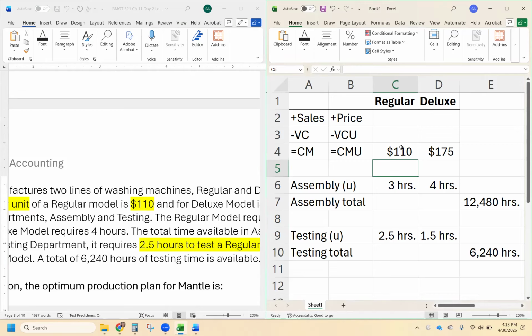So this problem is asking about the decision of whether I should make regular or deluxe. That's what it means by optimum production plan. What's the number of units of regular and deluxe I should produce to maximize my profits?